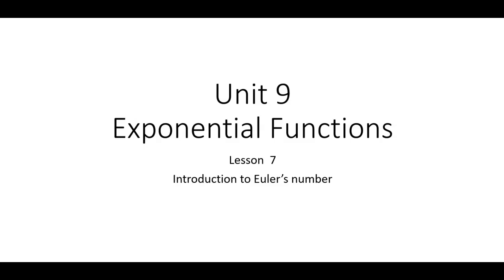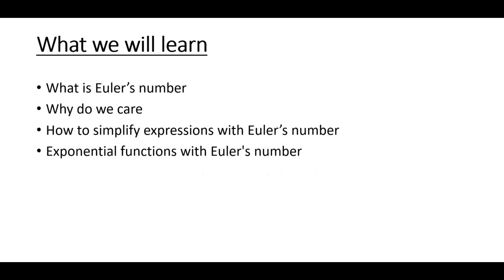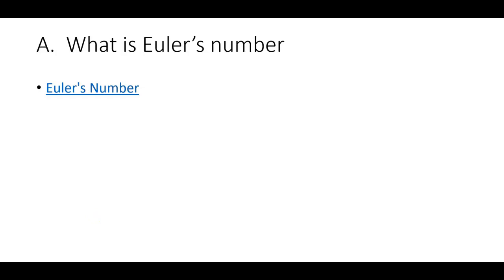All right, guys. So let's do lesson 7 here. It's called Euler's number. It has something to do with exponential functions. We'll see that as we get there. All right. So we're going to talk about what Euler's number is, why we care about that, how to simplify expressions with that number in there, and we'll talk about functions that have that number in it, exponential functions.